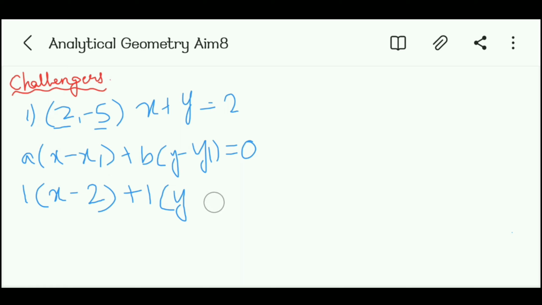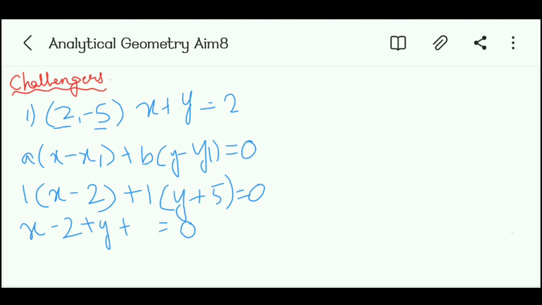So what is minus into minus? It is plus, so y plus 5 is equal to 0. Now here, you are going to multiply this, right? 1 into x is x, and 1 into minus 2 is minus 2, 1 into y is y, and 1 into 5 is equal to 0.